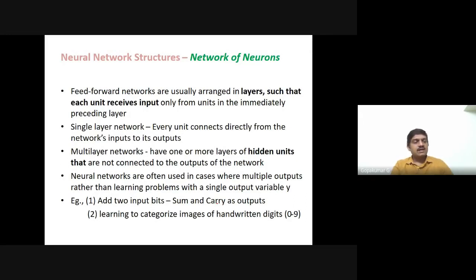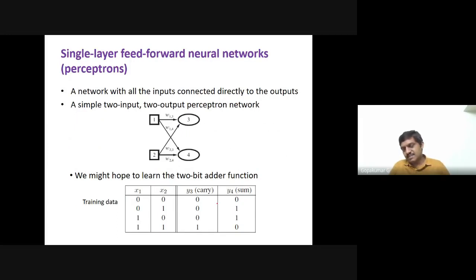Now the question: in how many ways can you connect these neurons to form a neural network? Usually we connect neurons layer by layer. For example, this is a very simple neural network. We call it a perceptron network, where 1 and 2 are the input nodes, or input neurons, and 3 and 4 are the output neurons.